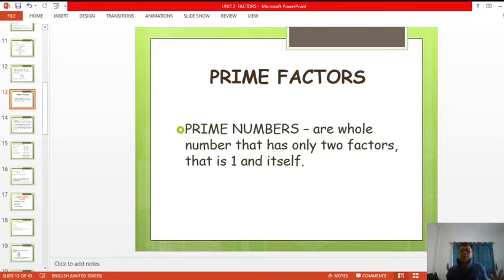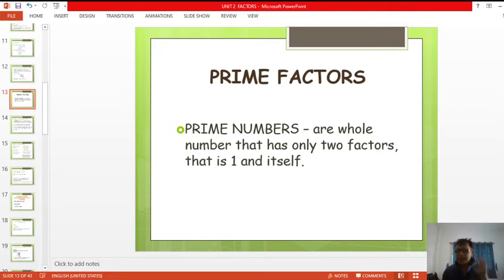Now, today in our second lesson for factors, we are going to learn about prime factors, or prime factorization. So, to start with, we have to ask ourselves what are prime numbers? Prime numbers are whole numbers that have only two factors, that is, 1 and itself.